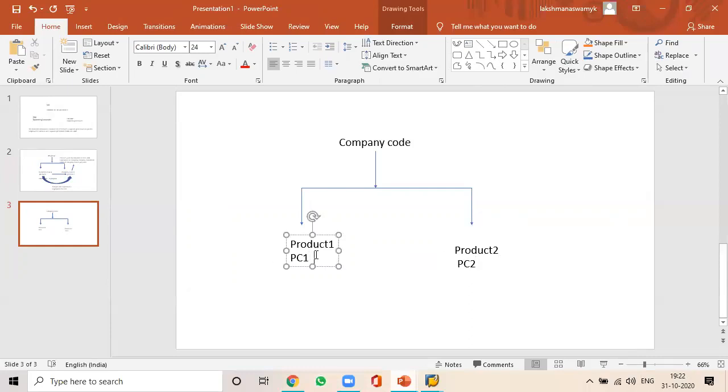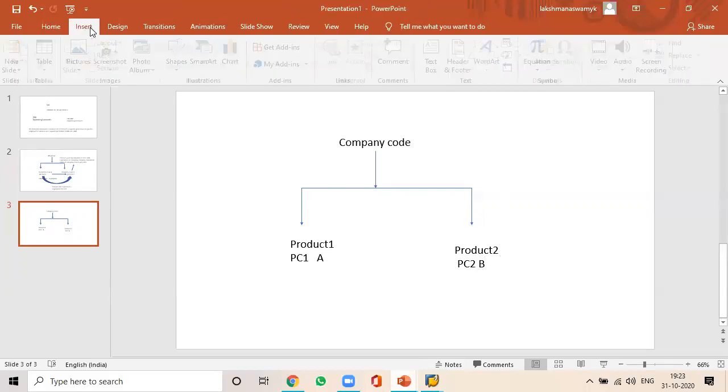Now, person A is responsible for the performance of product 1. Then person B is responsible for the performance of product 2. That means person A is responsible for the profitability of product 1 and person B is responsible for the profitability of product 2. Now, this profit center 1, that means person A is selling some of its products to outsiders, right?